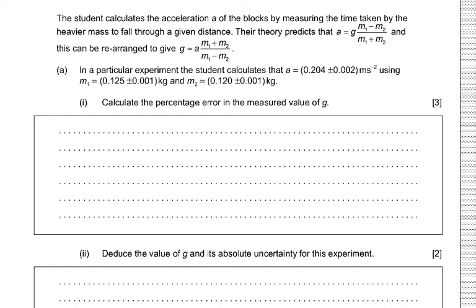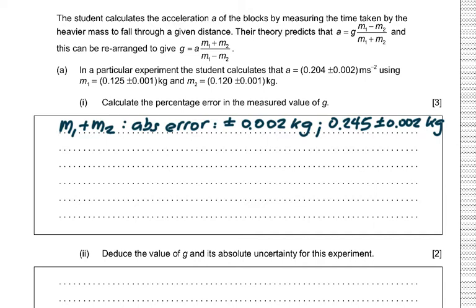So both M1 and M2 have an absolute error of 0.001 kilograms. So when you add the two values, you wind up with an absolute error of 0.002 kilograms. When you add the two values of 0.125 and 0.120, you get 0.245 plus or minus 0.002 kilograms. 0.002 kilograms is 0.8163, etc. percent of 0.245. When you round the 0.816 off to one significant figure, we get 1% error.